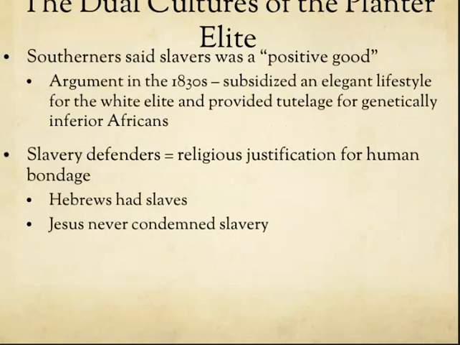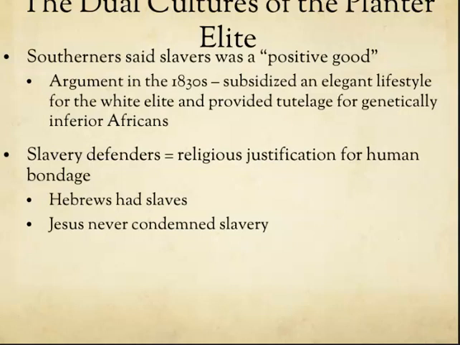Now, Southerners said that slavery was a positive good. They said it's helping these people. In the argument in the 1830s, it subsidized an elegant lifestyle for the white elite and provided tutelage for genetically inferior Africans. That was kind of their thought process. Well, we need these workers to give us this high standard of living, to allow us to have these big fancy homes and all these things, and we're providing tutelage. We're teaching these, and I'm quoting, genetically inferior Africans. So their mentality was that the Africans were inferior. They were not as good, but through the whites, they were able to help them.